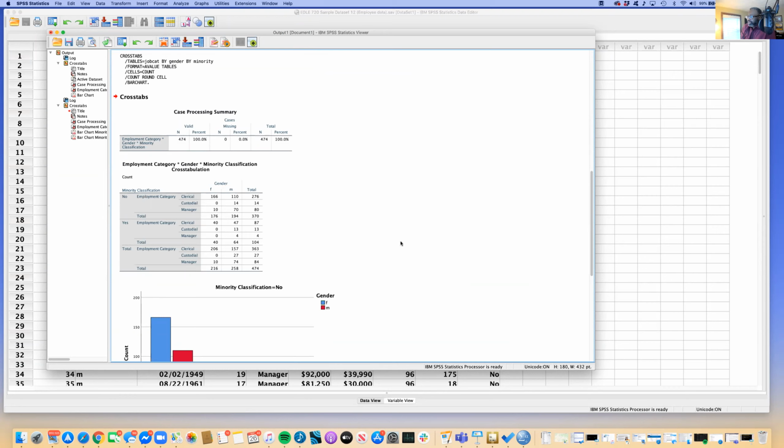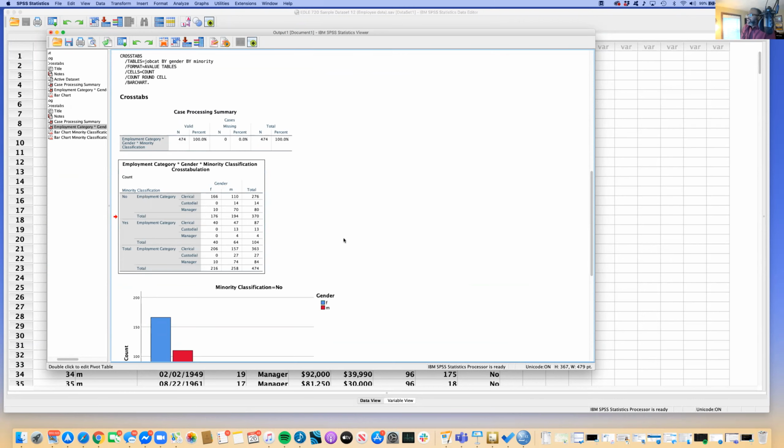So, in more politically correct terms, we would use this as white and non-white, right? Yeah. So let's take a look at these data. Let's take a look first at the yes category with regard to minority classification. Did you get that, Mr. Fred? I did. Thank you.